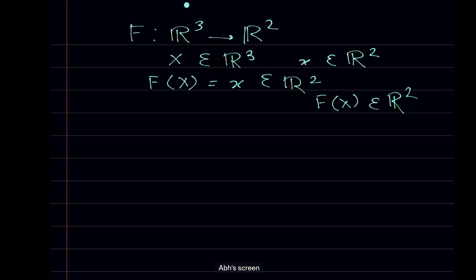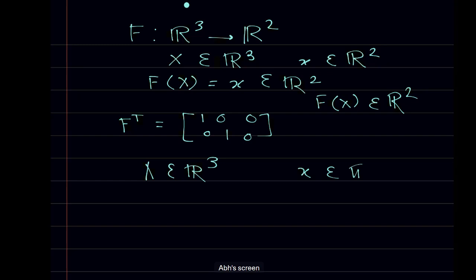So the matrix F transpose that we got, which is 1 0 0 and 0 1 0, actually helps you if there is any vector X belonging to R3 and you want to find the corresponding x belonging to R2. So this one is going to help. So let's do an example.